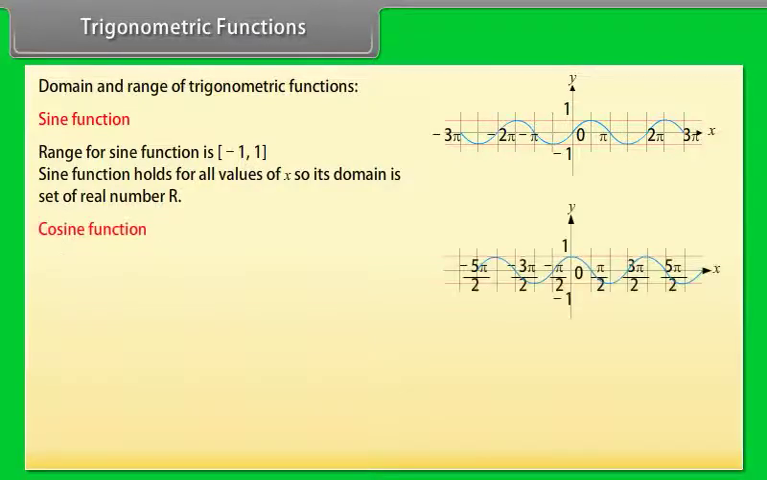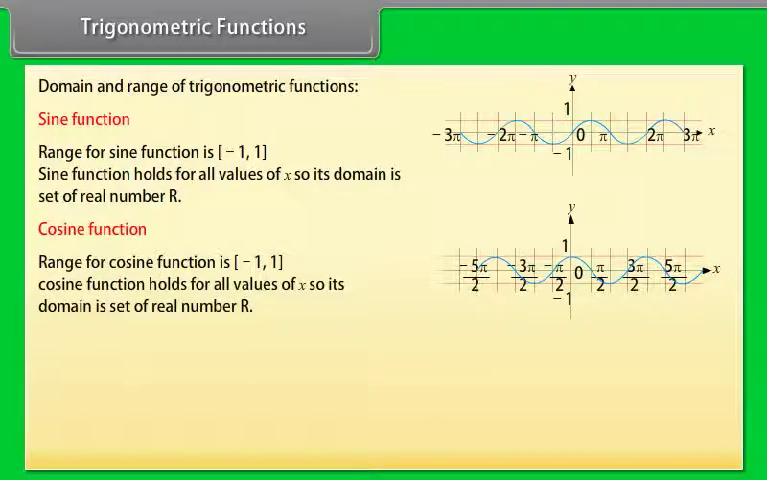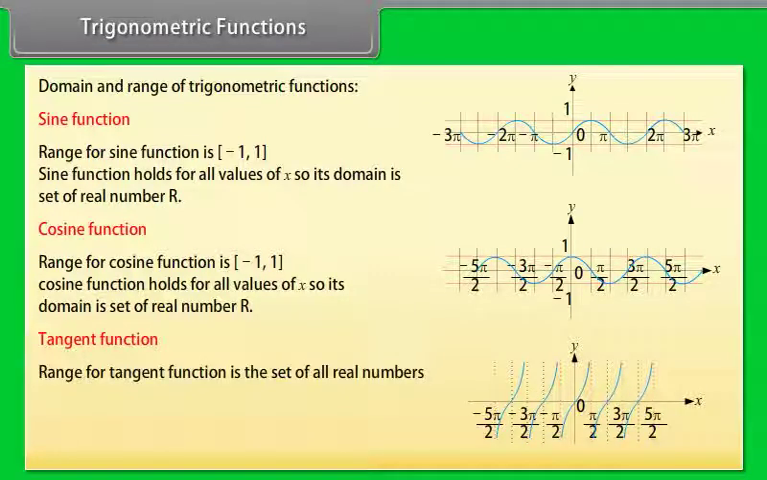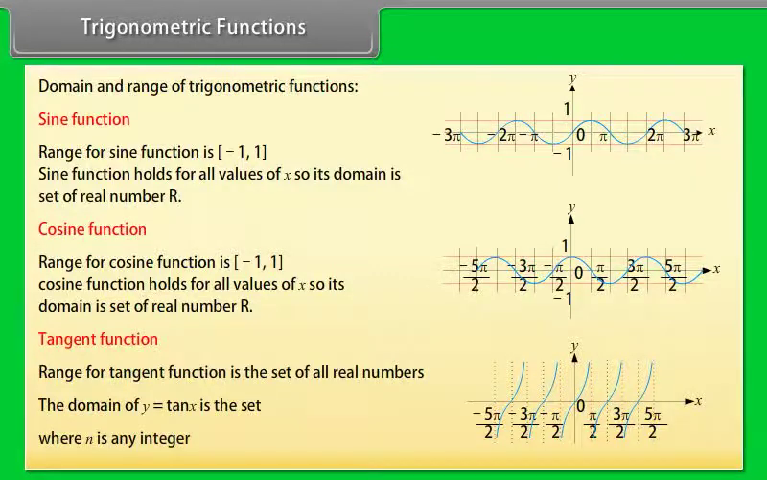Cosine function. Range for the cosine function is -1 to 1. The cosine function holds for all values of x, so its domain is the set of real numbers R. Tangent function. Range for the tangent function is the set of all real numbers. The domain of y equal to tan x is the set of x belonging to real numbers, x not equal to (2n plus 1) times pi by 2, where n is any integer.